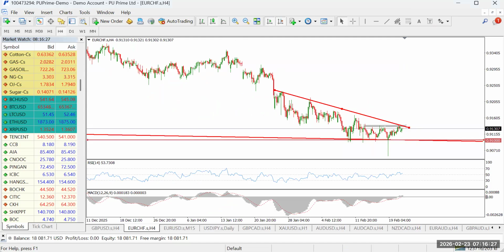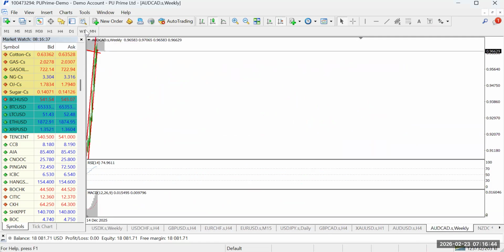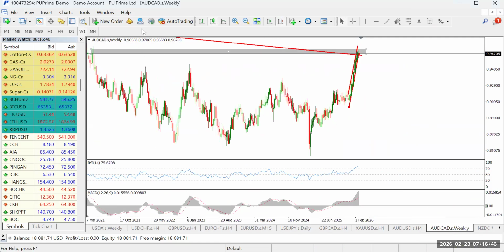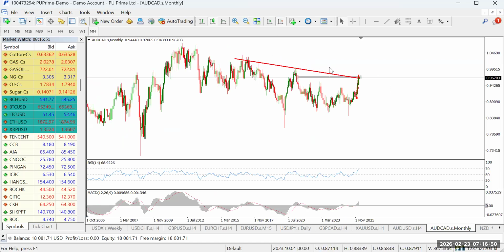So I maintain my bullish outlook on the Euro CHF. And this week now, I'll be taking a look at AUD CAD. For AUD CAD, starting from the monthly time frame, I've been watching this for a couple of weeks now.